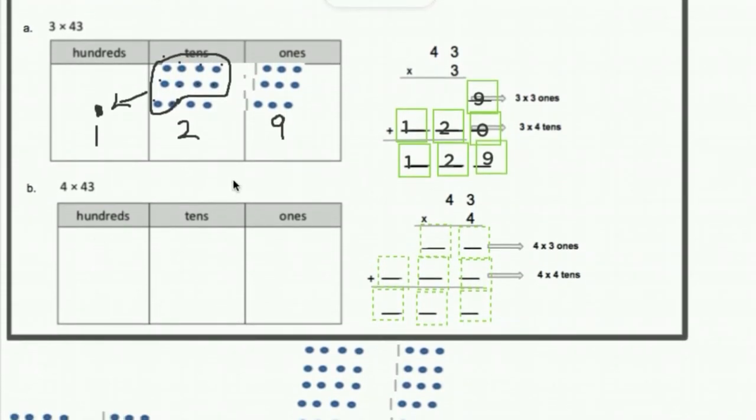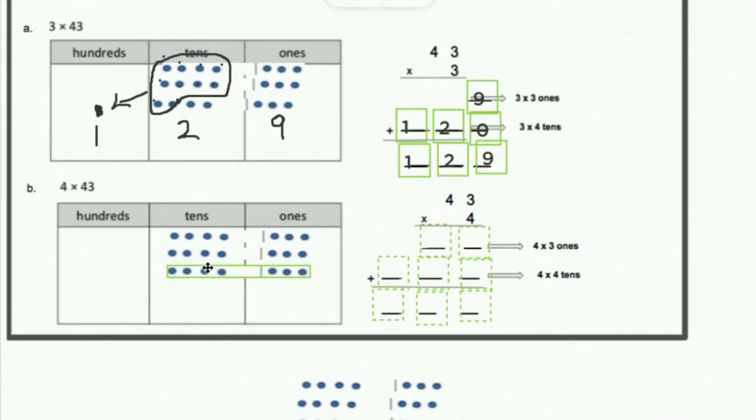Now let's go ahead and do the same thing for part B. Remember, we're going to start off with our place value chart. 4 times 43, or 4 blanks of 43. Fill in that blank for me. Yes, 4 groups of 43. 4 tens, 3 ones. There's one group of 43. There's 2 groups. There's 3. And there's 4.